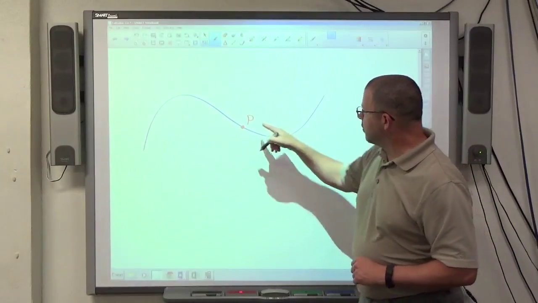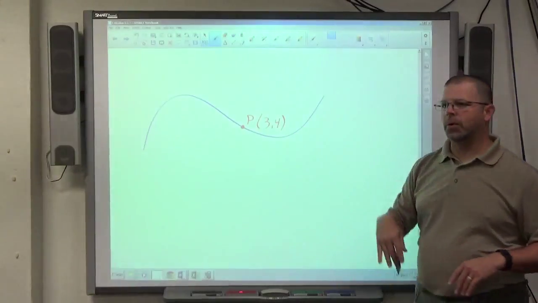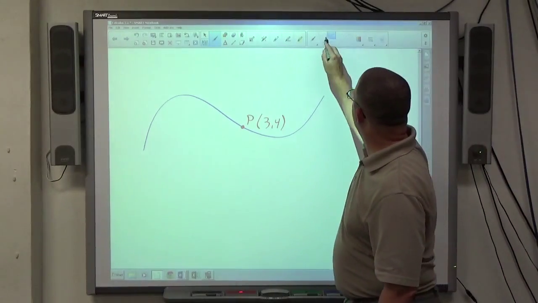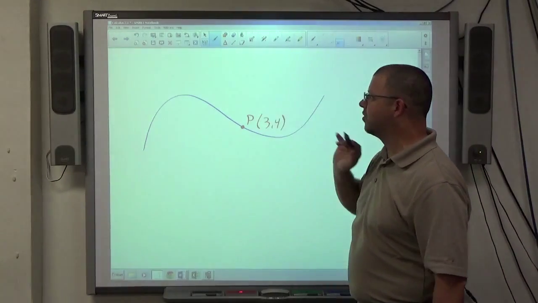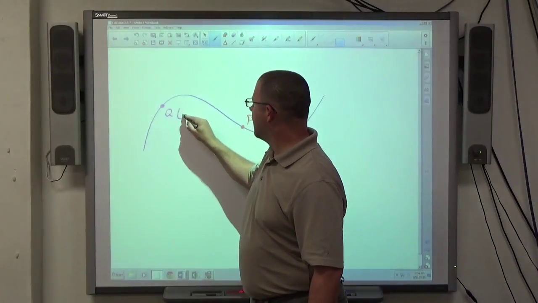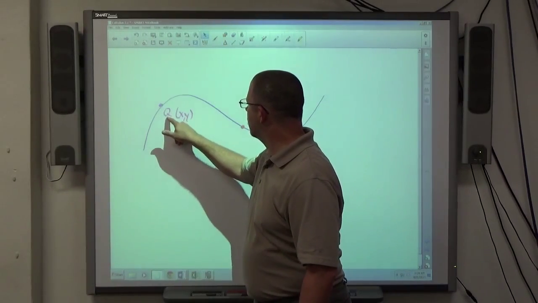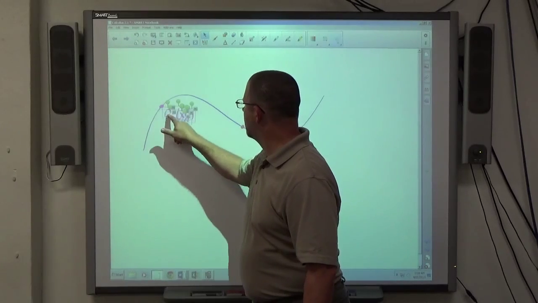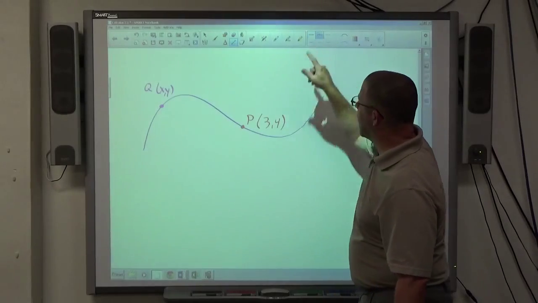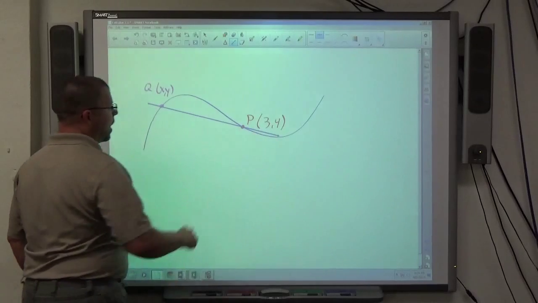If this is the point of tangency, let's just say it has some coordinates. Let's say it's 3, 4. We're going to know that point. We're going to create a second point on this curve somewhere, doesn't matter where. We're going to call that Q, and that point's going to be (x, y). If I were to connect P and Q right now, I would get a secant.